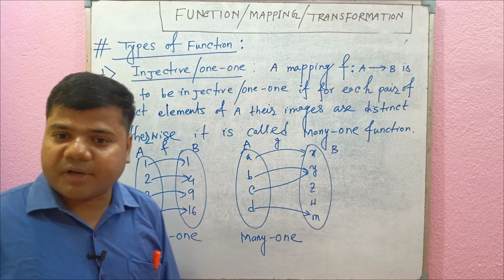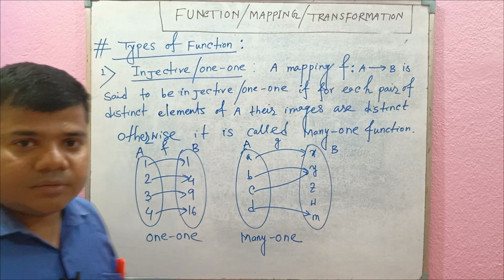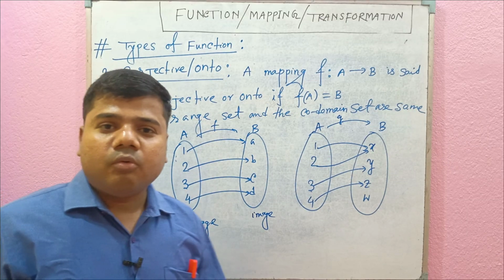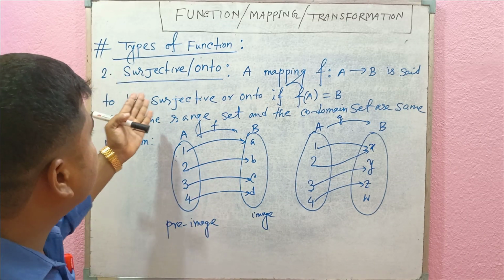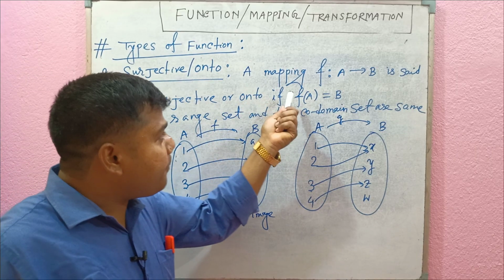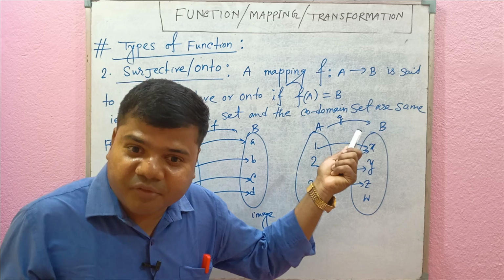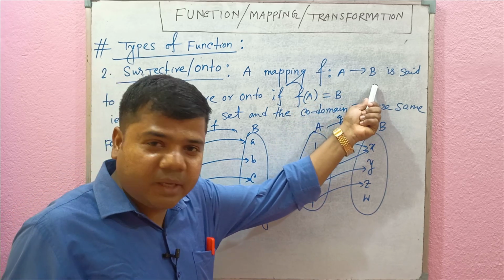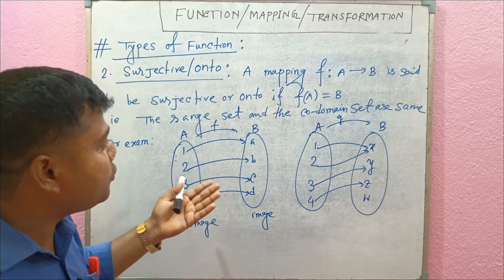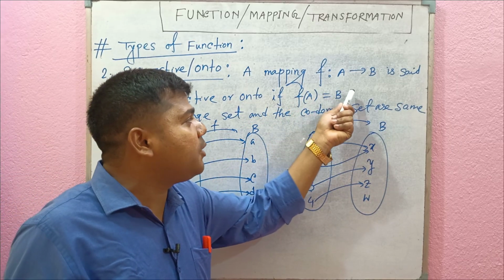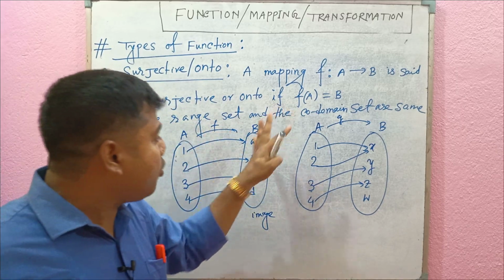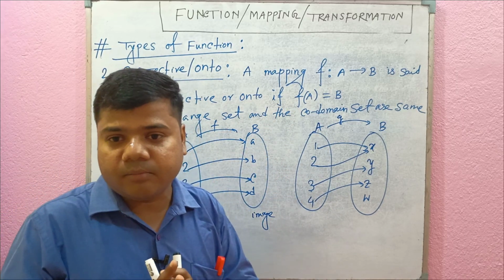Now we will discuss the next type of function, surjective. Okay. Now we will discuss the surjective function. What is a surjective function? Okay. A mapping or transformation or function that maps A to B is said to be surjective or onto if f of A is equal to B. That is, the range set and the codomain set must be equal. Okay.